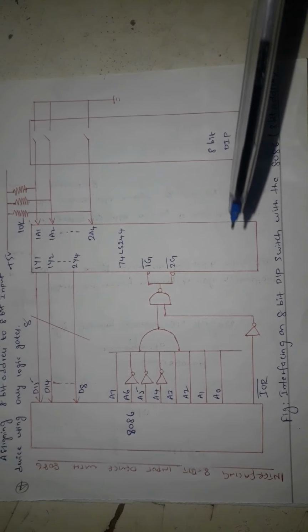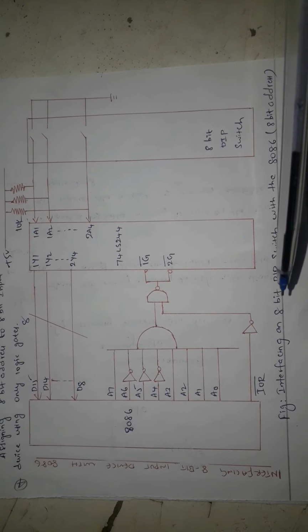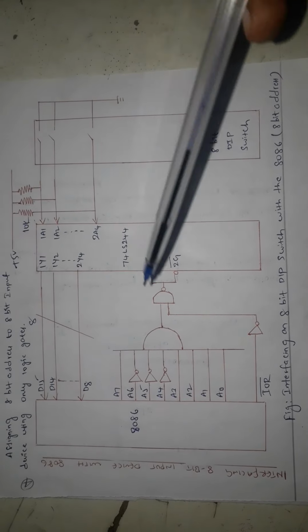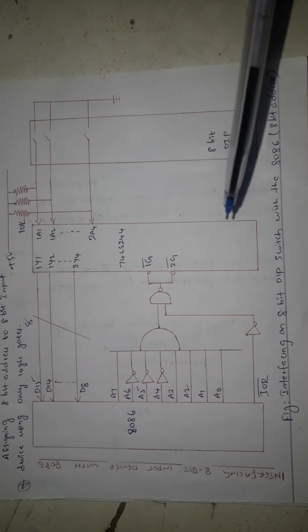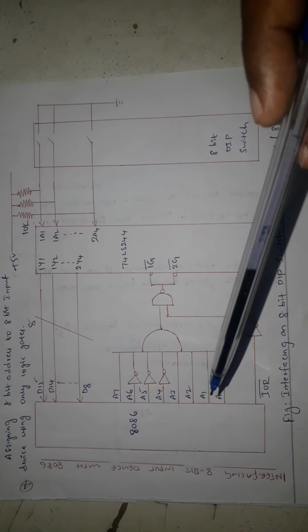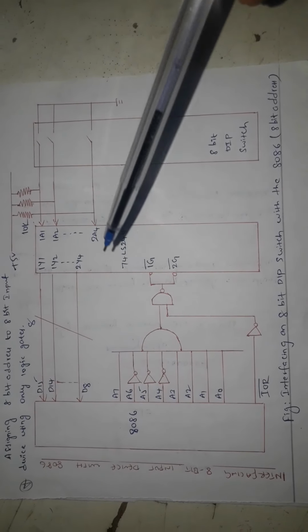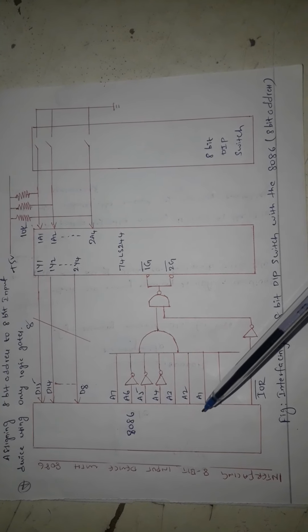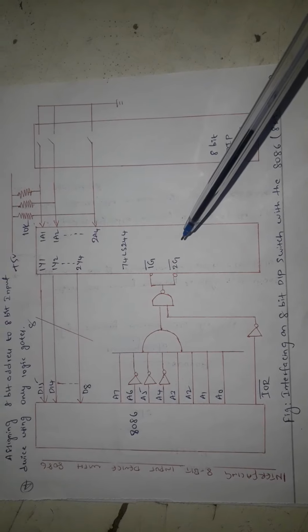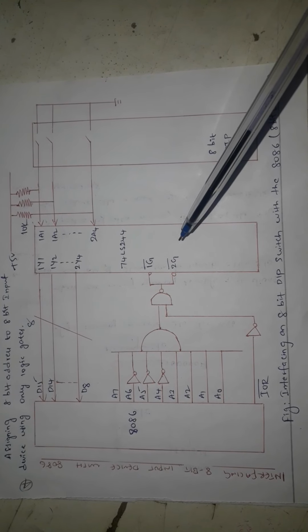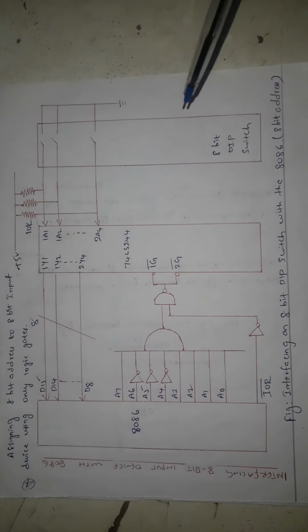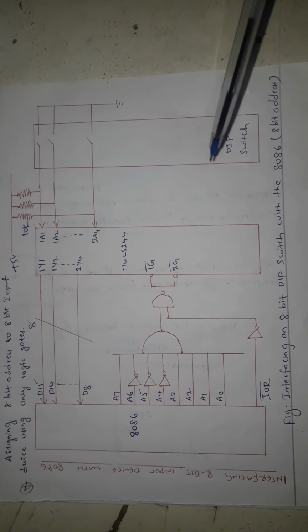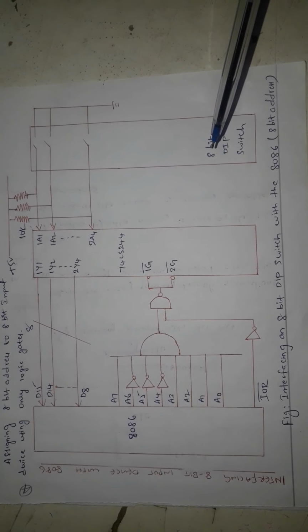Let us take an example of interfacing an 8-bit switch with the 8086 processor. The figure shows the interfacing of an 8-bit switch with the processor. The figure consists of mainly three blocks. One is the 8086 processor, another is the 74LS244, a tri-state buffer IC, and then an 8-bit DIP switch. These three blocks are used to interface the switch with the processor.